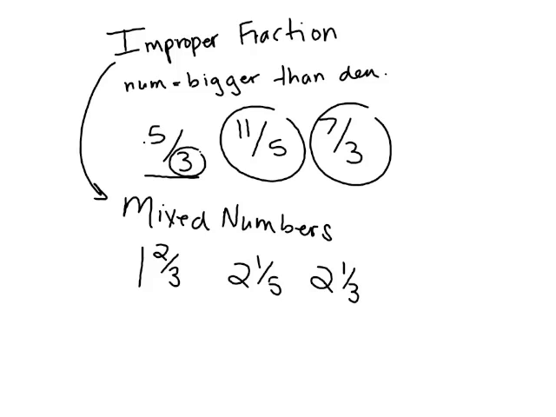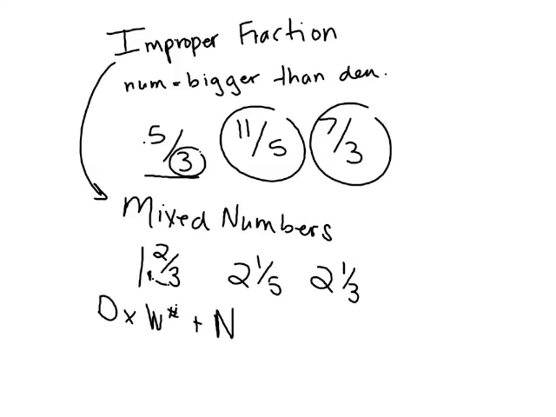Now I have to show how to put a mixed number into an improper fraction. So how do I go back from a mixed number to an improper fraction? How would I work that out? What's the math I do here? Denominator times the whole number plus the numerator. Denominator times my whole number plus the numerator.